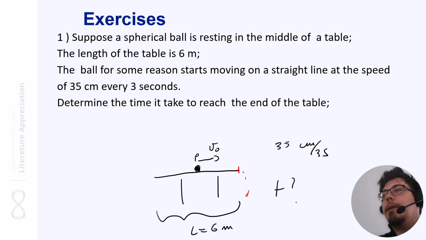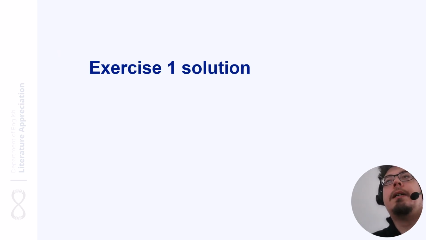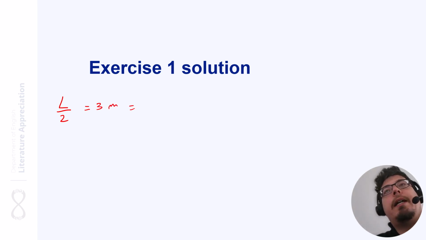Basically, we don't worry about what happens next when it's falling, but we want to know the time that it takes to travel that distance. So let's see the solution. We know that the ball has to move half of the way, because it was in the middle of the table, so it needs to move half of the table, and this is 3 meters. So delta x is 3 meters, and we need to find the time.